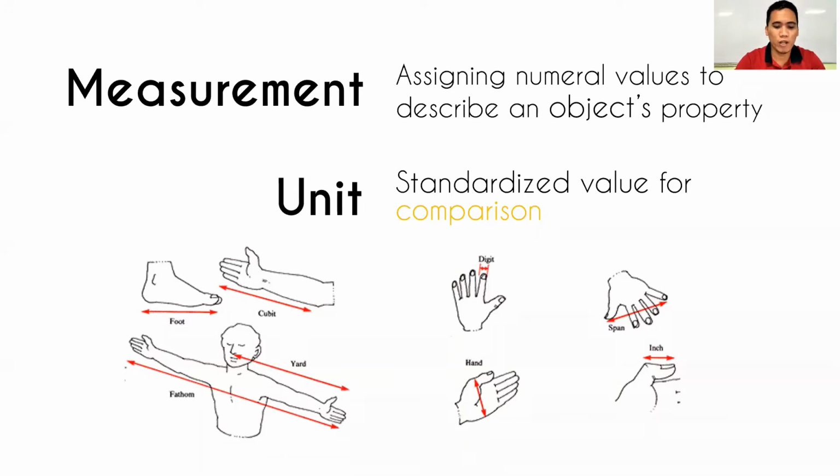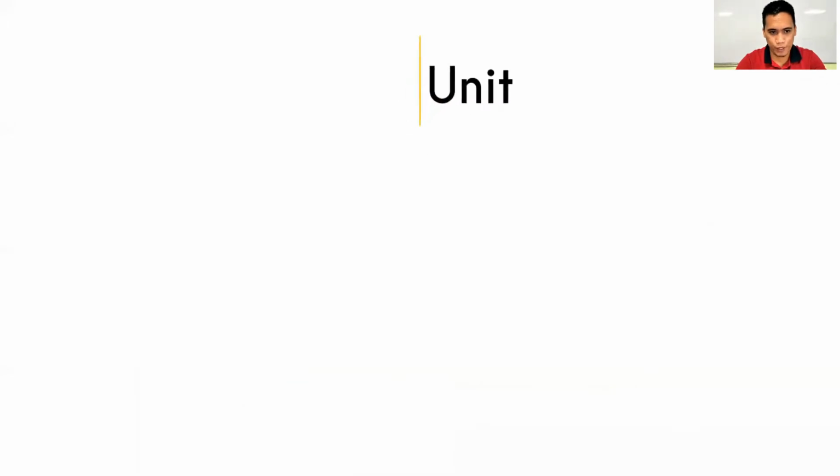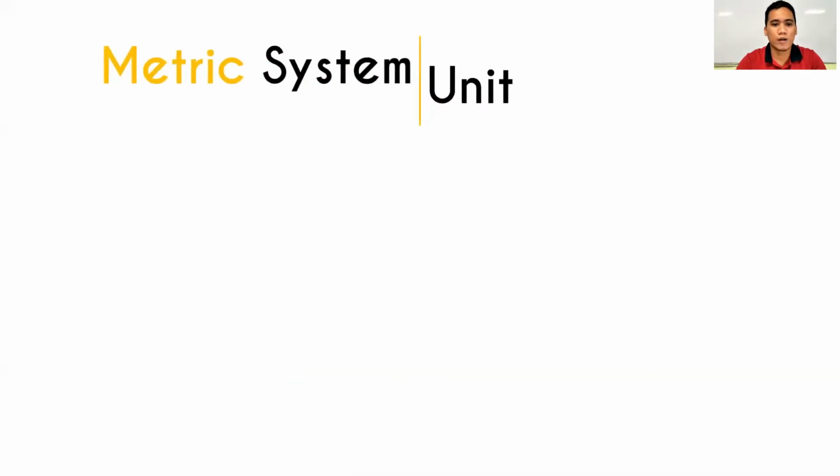And part of that development is the metric system, or the units of the metric system, which are based on powers of 10. So when we say it is based on powers of 10, it is 10 to the power of 1, 10 to the power of 2, 10 to the power of 3, 10 to the power of 4, and so on. It could be a positive or negative exponent.